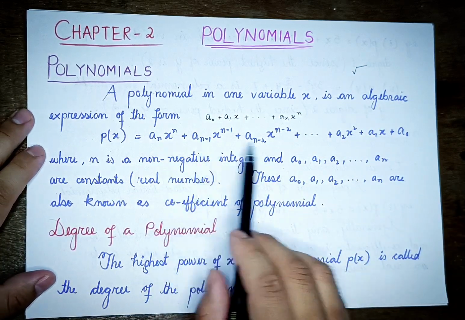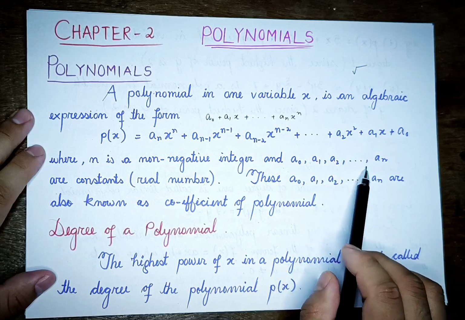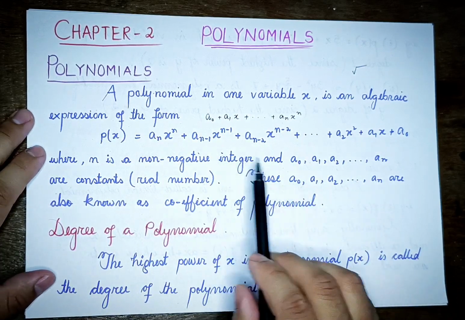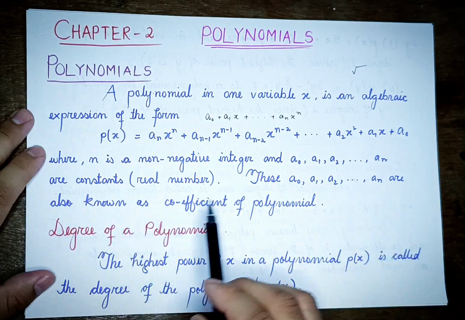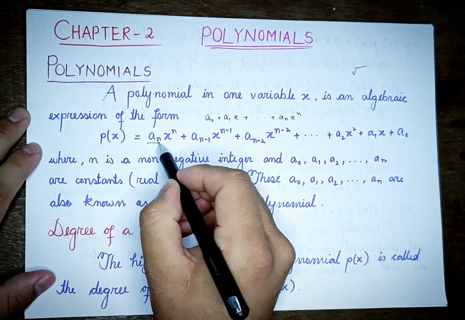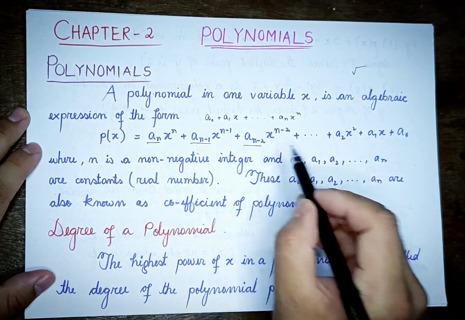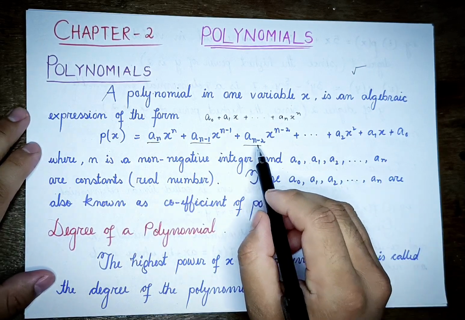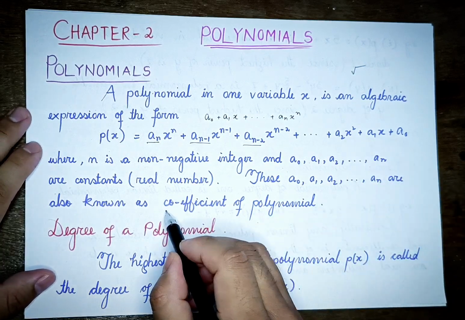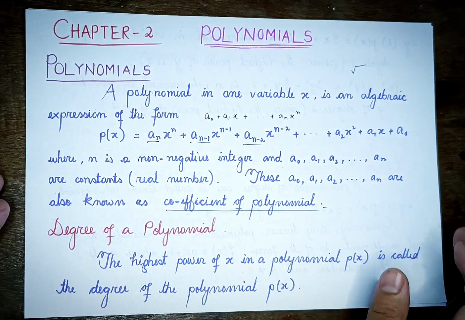And here a_0, a_1, a_2, dot dot dot a_n are constants. These a_0, a_1, a_2, a_3, dot dot dot are also known as coefficients of polynomials. These a_(n-1), a_(n-2), a_2, a_1, a_0 are known as the coefficients of the polynomial.